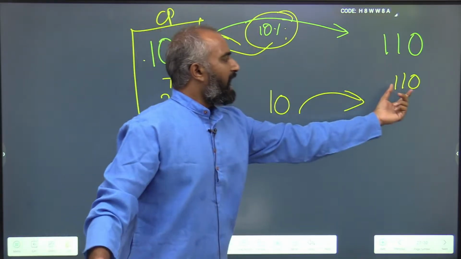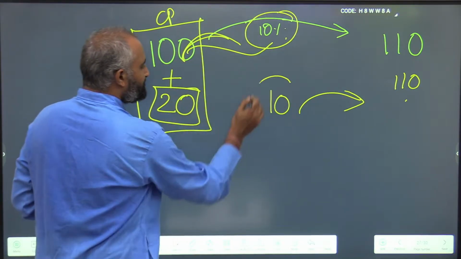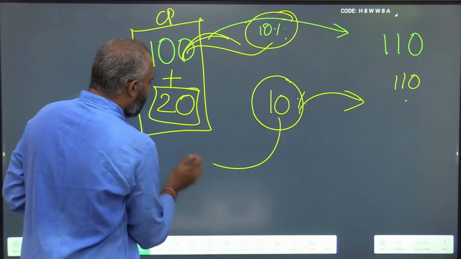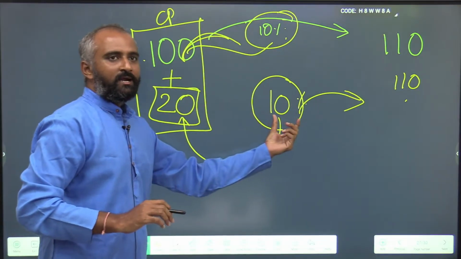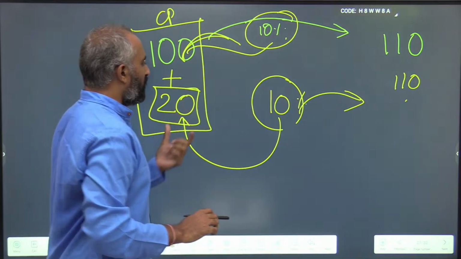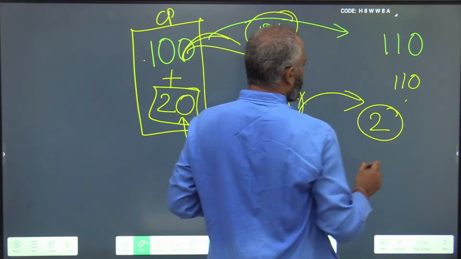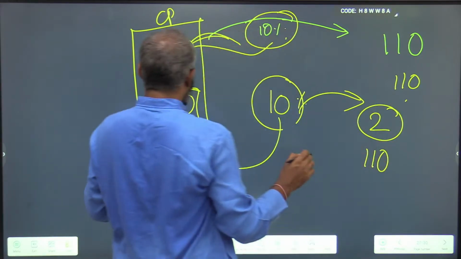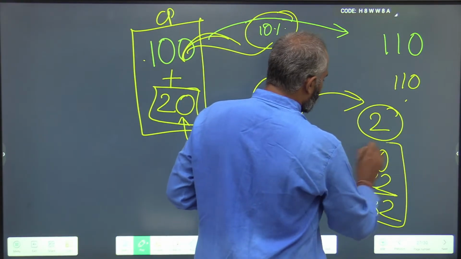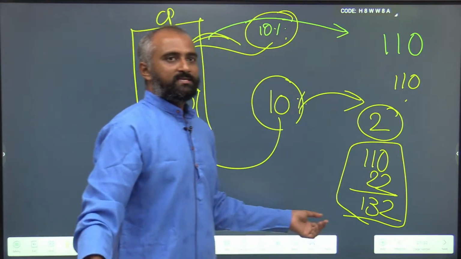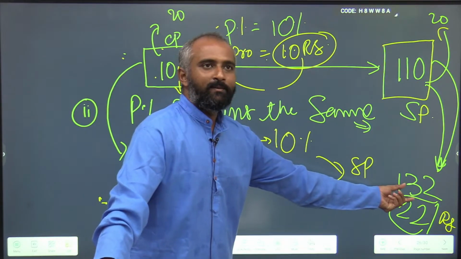The profit on this part has to be 110, and this is also part of CP, right? To maintain the same profit percentage, I should also get 10% of this. So 10% of 20 is 2. So 110 plus 20 plus 2. So the profit on this is 22. This is nothing but 132. Isn't this the same?